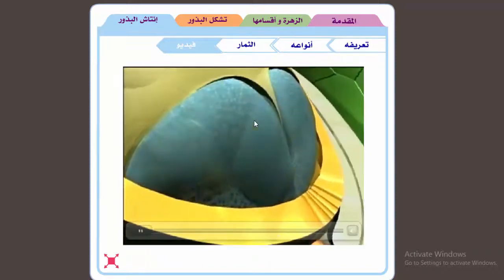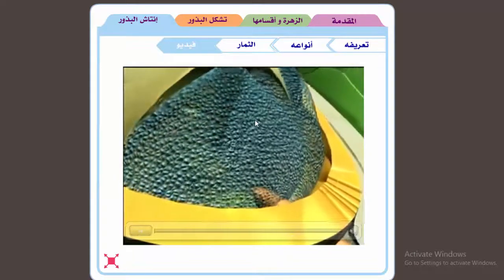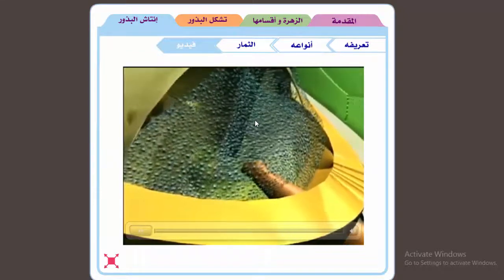It then grows into one of the synergid cells, releasing the two sperm.